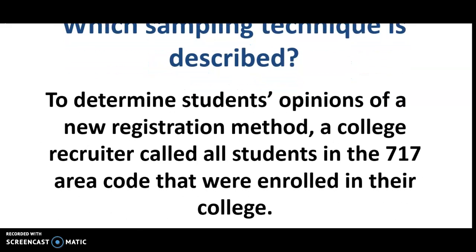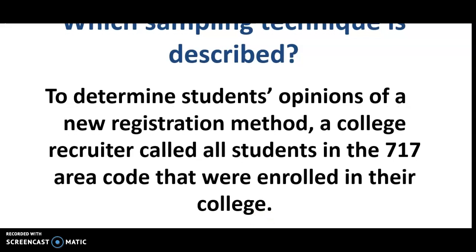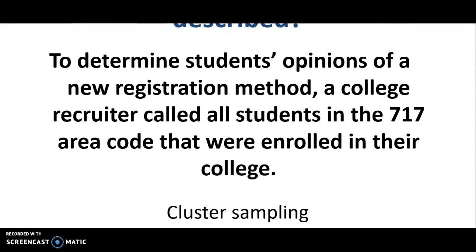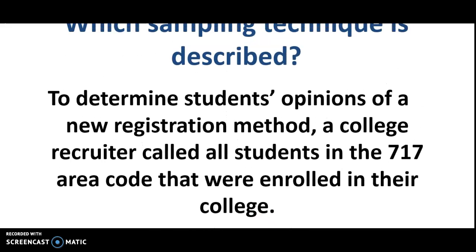Okay. Determine students' opinions of a new registration method. A college recruiter called all the students in the 717 area code that were enrolled in their college. So 717 area code, that's a location, right? Because there's other area codes. 814 is to the west of us in State College and up in Erie. And then there's 703, that's a Virginia number. And then there's 301, that's Maryland, right? So there's different areas, that's known as cluster sampling. It's locations.